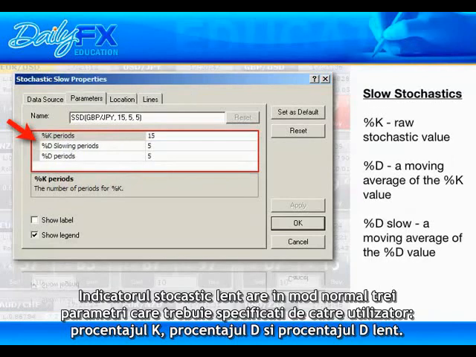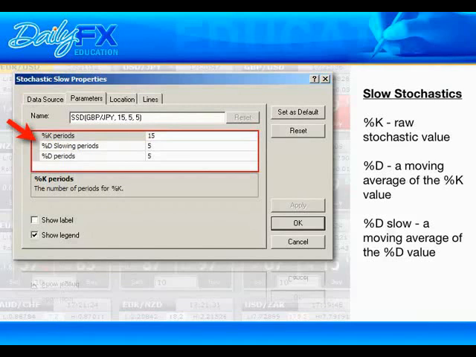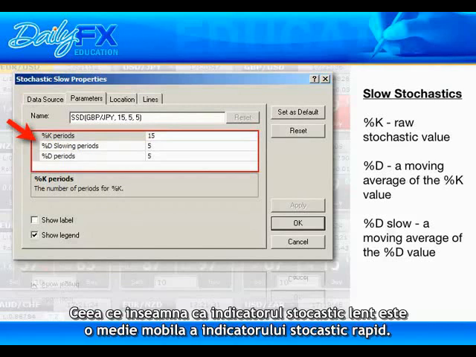%K is the raw stochastics value, while %D is a moving average of %K. Slow stochastics typically has three parameters that users must specify: %K, %D, and %D slow. %K again is the raw stochastics value, with %D as the moving average of %K. And %D slow is a moving average of %D. This means that slow stochastics is essentially a moving average of fast stochastics.